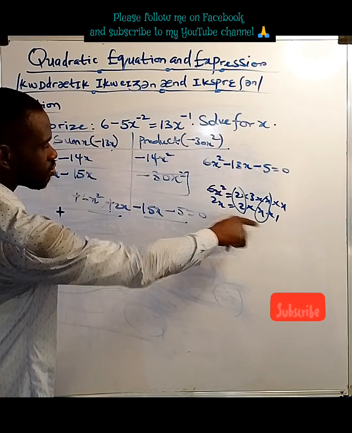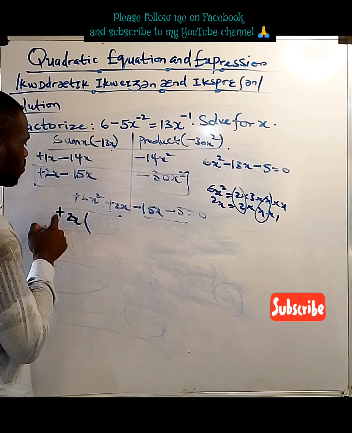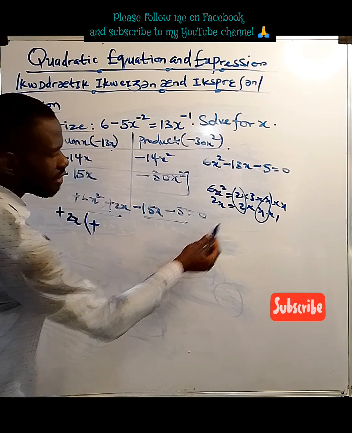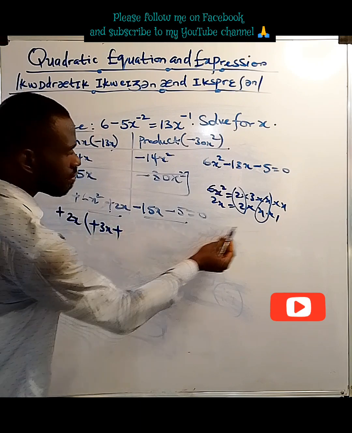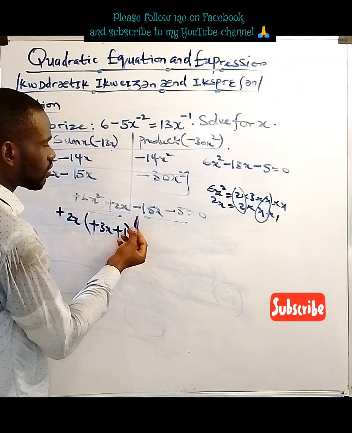These are the common factors. So 2 times x, 2x here, plus times plus is plus. What do we have left? 3x, plus times plus is plus. What do we have left? Just 1.